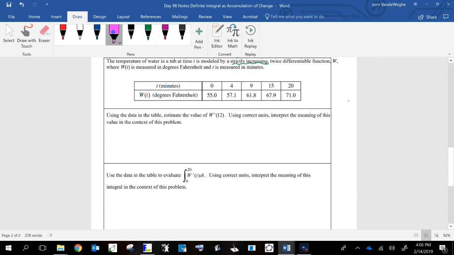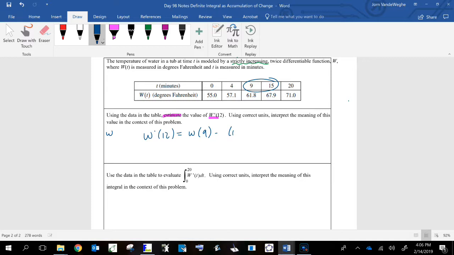The key word? Estimate. What are we estimating? A derivative. How do we estimate a derivative? Secant line. Do you see a 12 in the table? No, because you picked the values around 12. So again, we're going to write the steps that lead to the correct answer so we can get the points for the process.